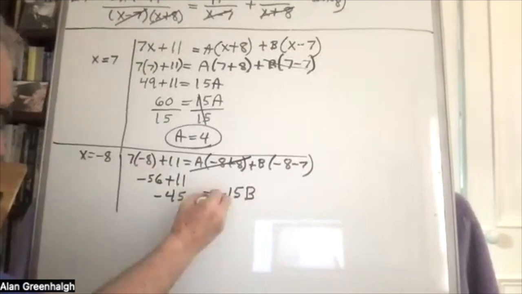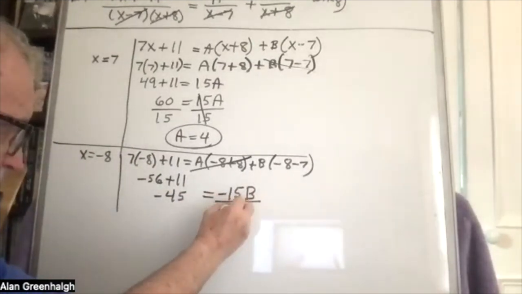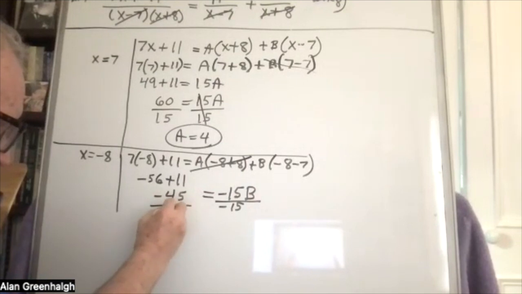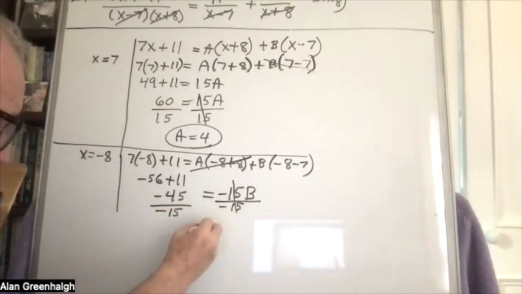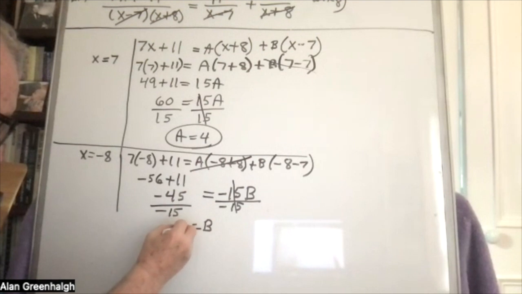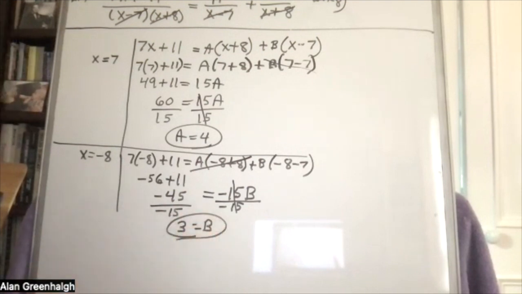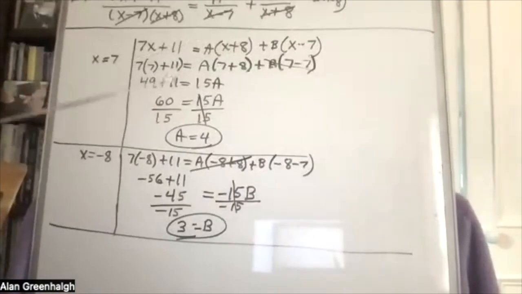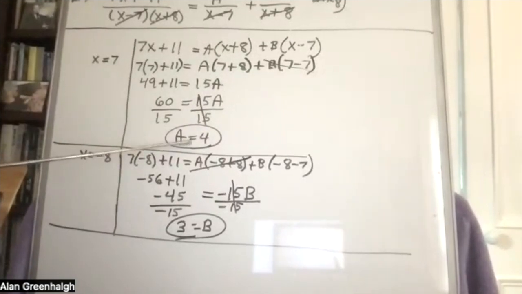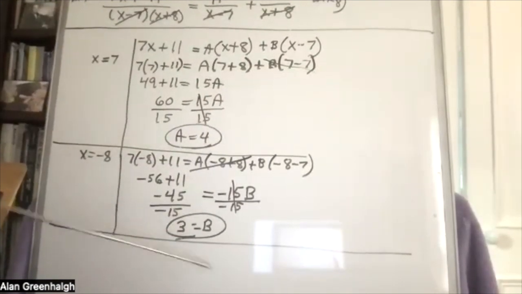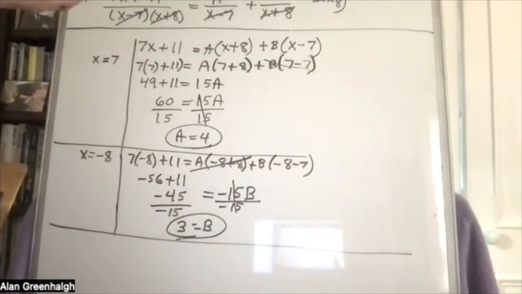Divided by -15 and b is equal to 3. So that's what we want to find. We want to find the value of a. We did so. We want to find the value of b. We did so. And now we're ready to put a and b back into this original problem up here.